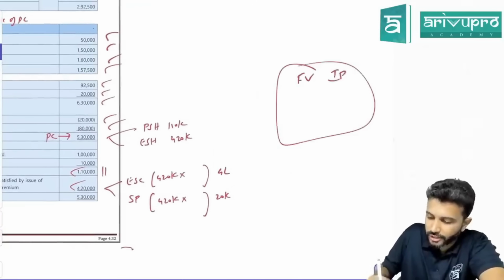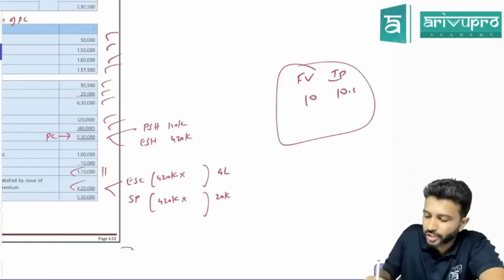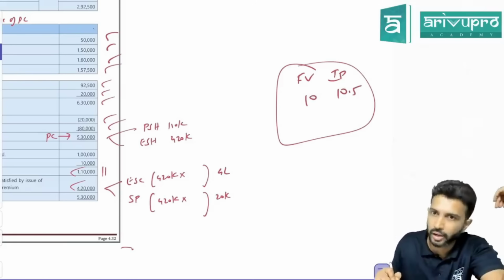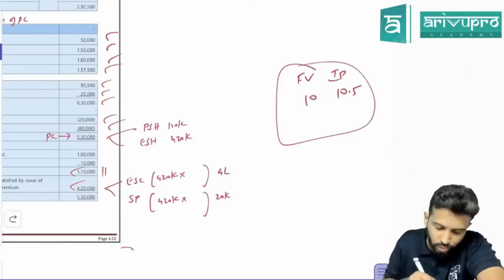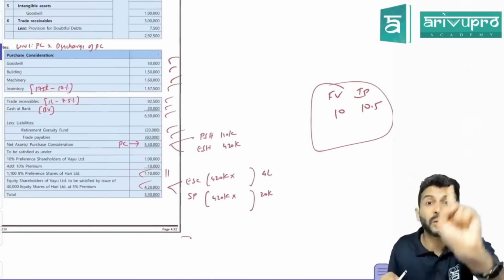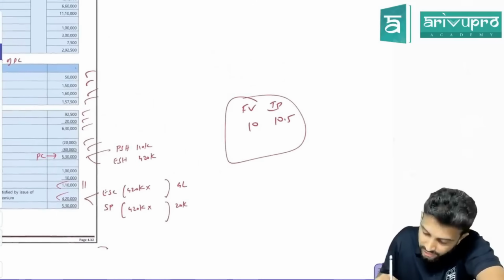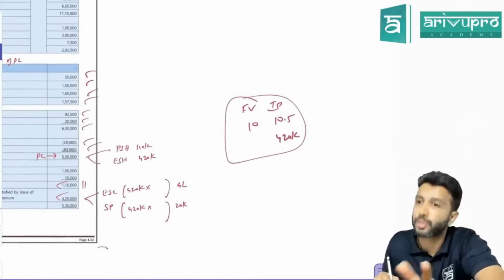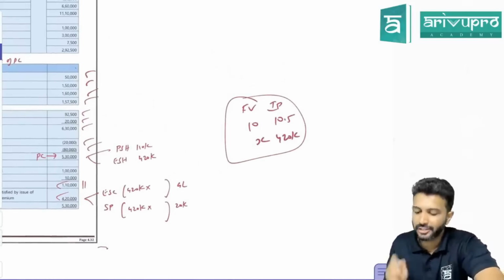Face value, issue price. If the face value is 10 rupees, the issue price will be 10.5. That's what we got last. Is this 4,20,000 the face value or the total value given? Total value given to equity shareholders. That means this 4,20,000 represents the issue price. If this is 420, how much is that?